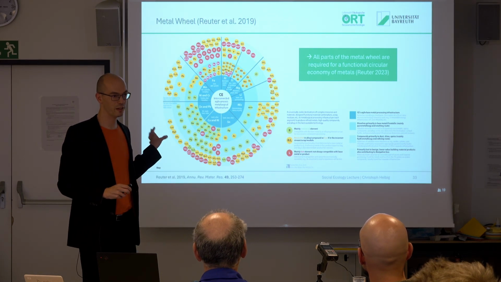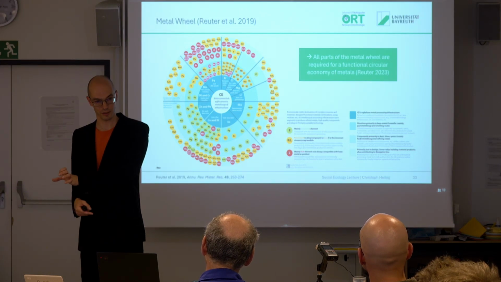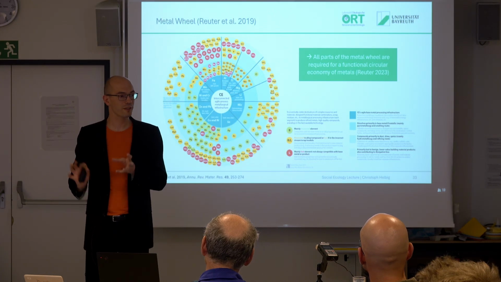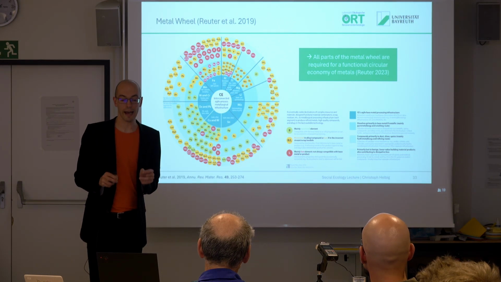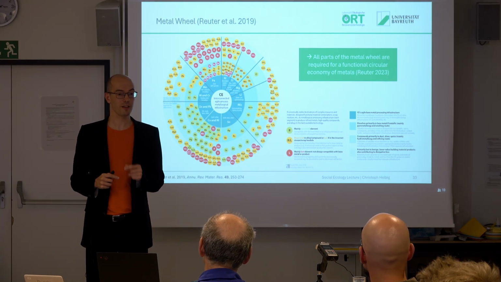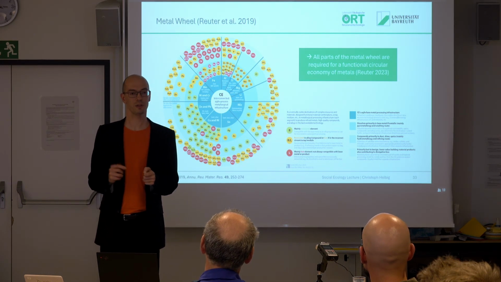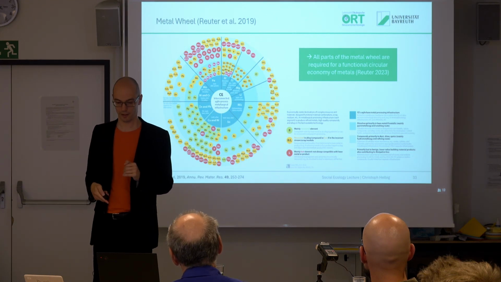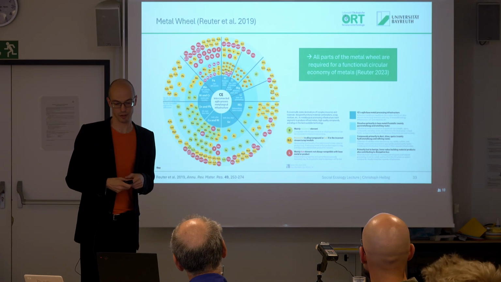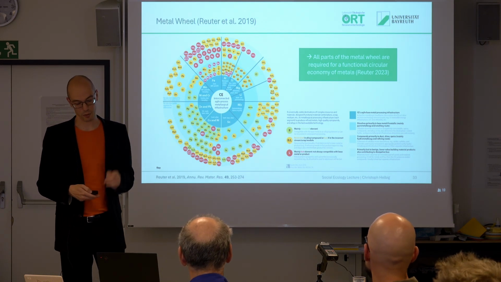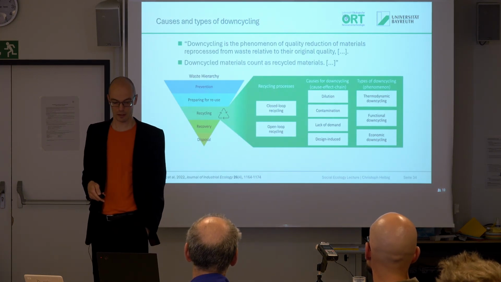So we will see a huge shift from pyrometallurgical recycling systems to hydrometallurgical systems, but they need to be very specific for each of the waste material streams, and they will need to know a lot of information about how the wastes actually are composed, because they are very selective to variances in their composition. So all parts of this metal wheel, as Markus Reuter has defined it, are required for a functional circular economy of metals. So these types of downcycling effects.